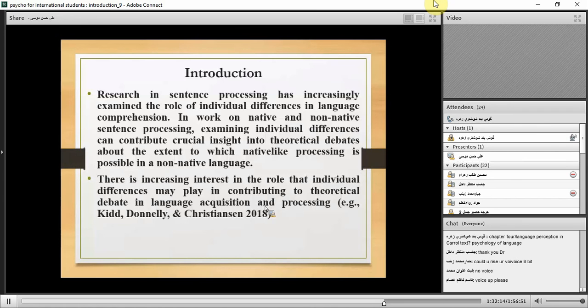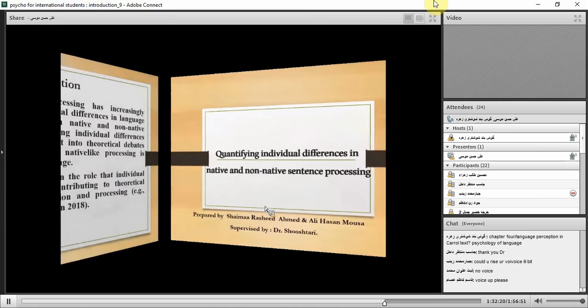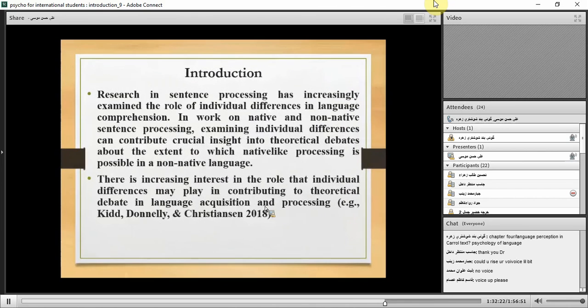Ali Hassan Musa, this is not the right slide. Okay, you should change the slide. Sorry. Yes, yes, this is the slide. I am adding an introduction. Sorry. Yes, yes. We are in the introduction.